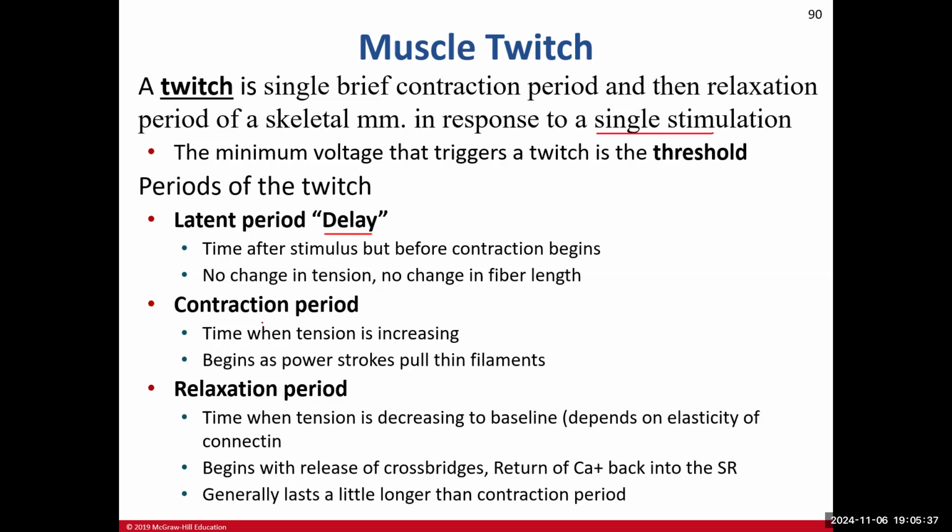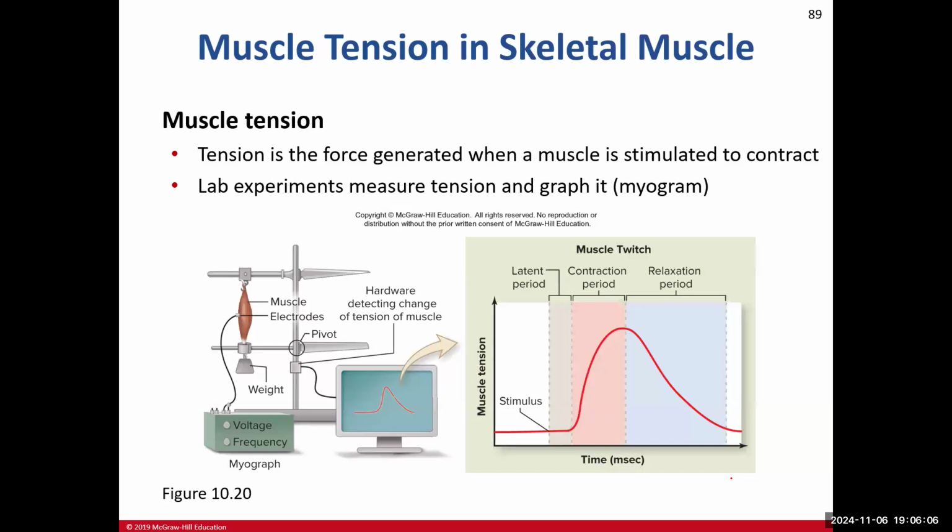Then, of course, we have the contraction period, and that's when all the power strokes occur. And then the relaxation period, where we've disengaged our cross bridges, and then we start to get rid of that calcium. We suck it out of the sarcoplasm, and it goes back into the sarcoplasmic reticulum, terminal cisterna there. So obviously the relaxation period is going to last a little bit longer than the contraction period. Hence, look at the picture there. You can see this is more vertical. So the contraction period is more vertical, it's quicker, and then the relaxation period is more horizontal.